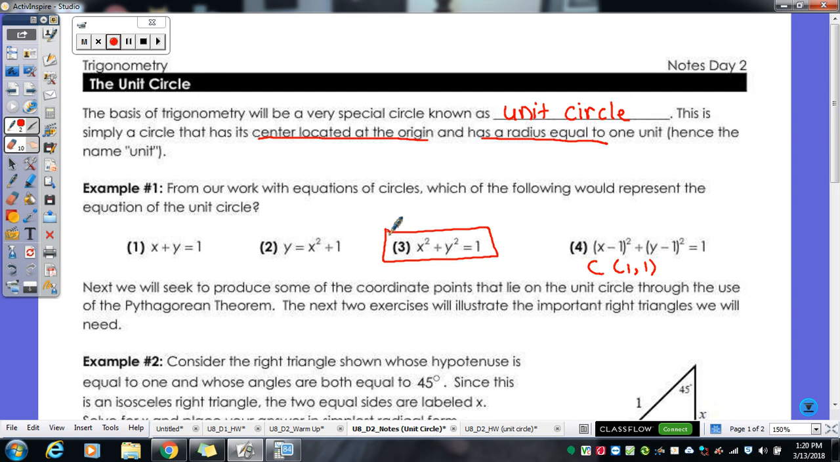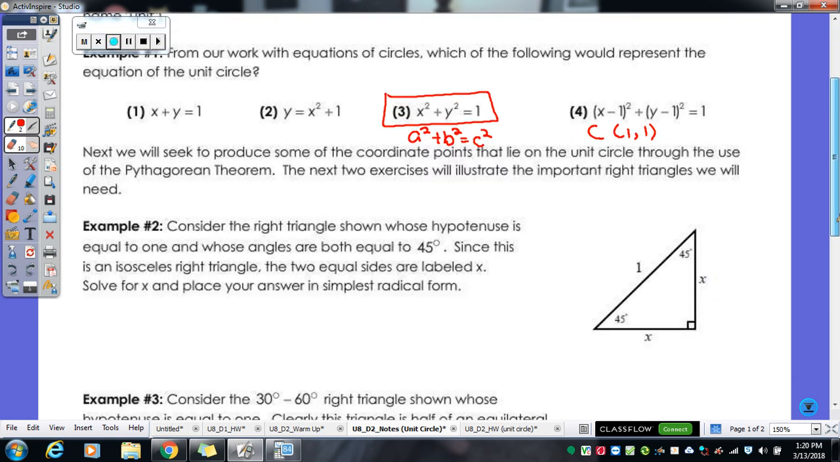And so what happens is that equation actually kind of mimics a theorem that we use a lot: a squared plus b squared equals c squared. It's just your c value is 1, and 1 squared is 1. So we actually end up using the Pythagorean theorem a lot when we're dealing with our unit circle.